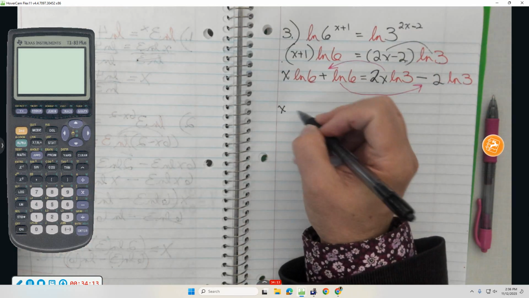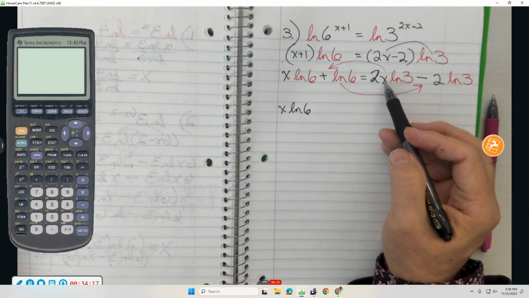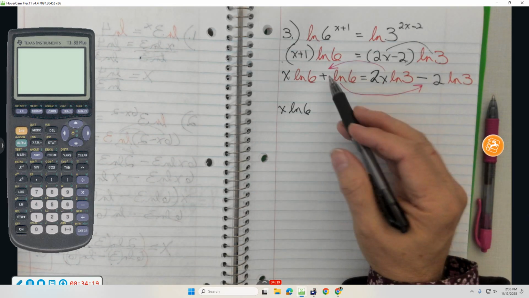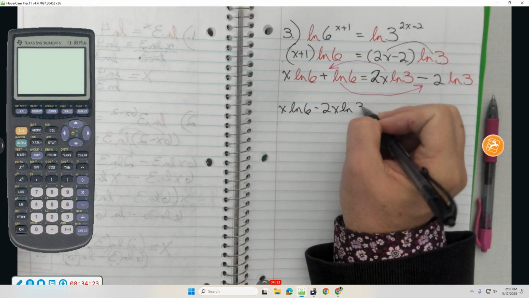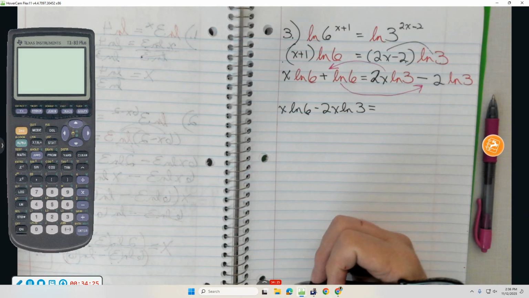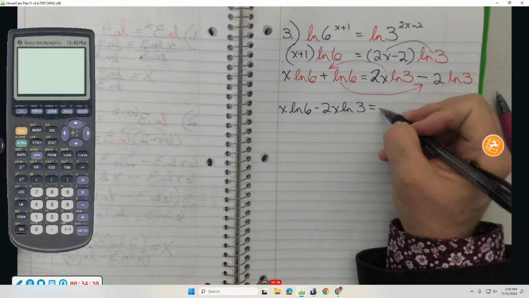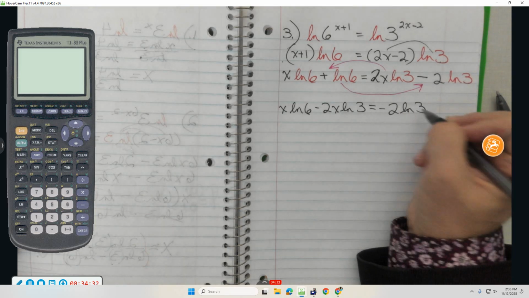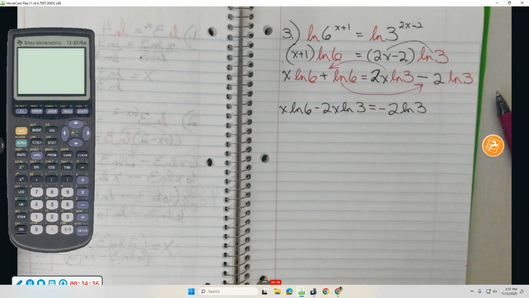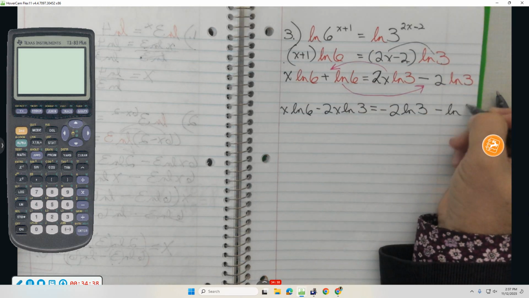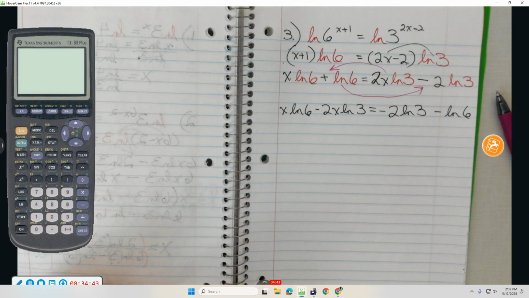So we're going to have x ln 6, moving that 2x ln 3, that'll become a minus 2x ln 3 equals, over here we have a negative 2 ln 3. What else are we going to have? The minus ln 6. We get all the x terms on the same side.